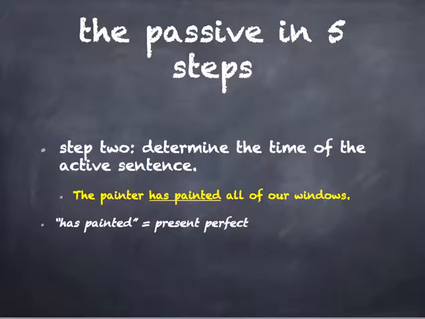Step 2, you determine the time of the active sentence. And no, I don't mean 3 o'clock. I mean the time of the verb. So if we look here, the underlined bit, has painted, I recognize that as being the present perfect. The painter has painted all of our windows. Okay, has painted, present perfect is the time of the active sentence.